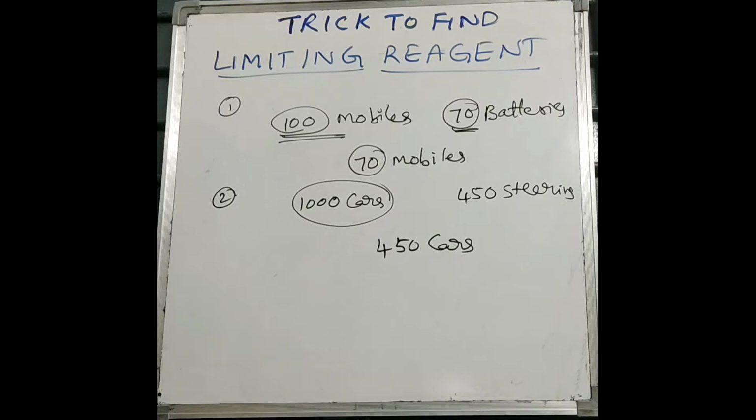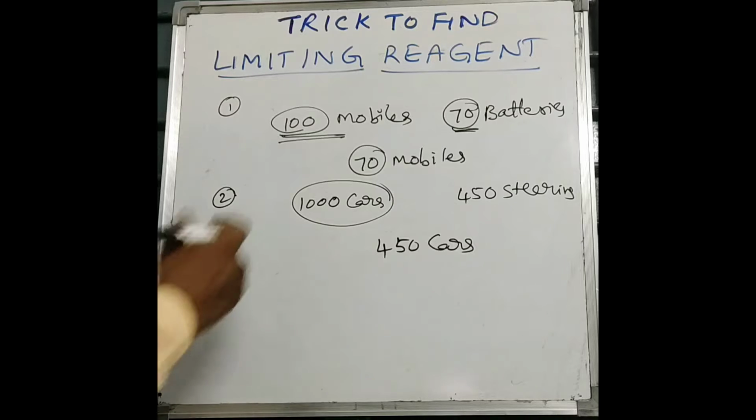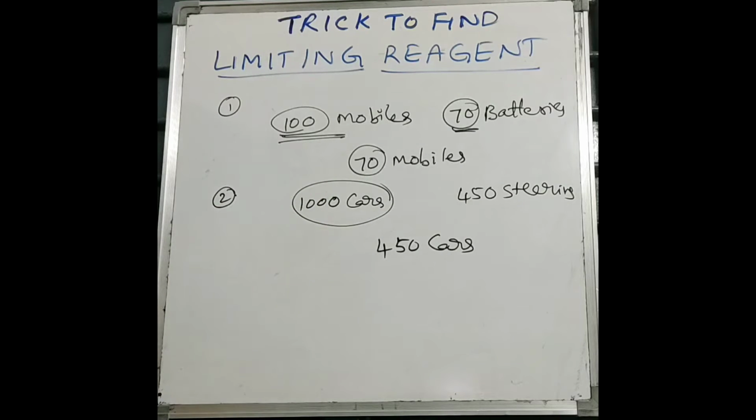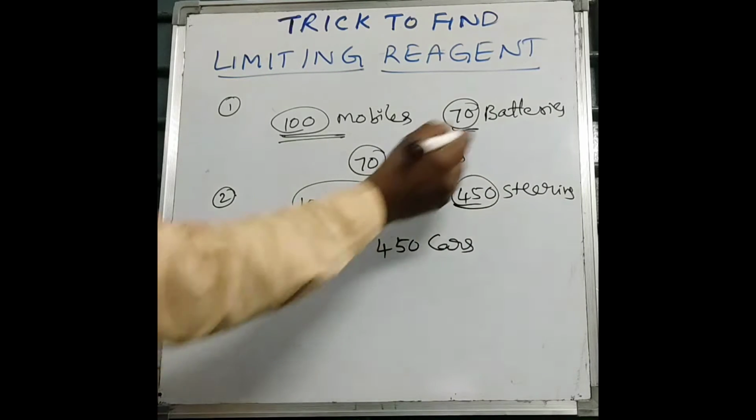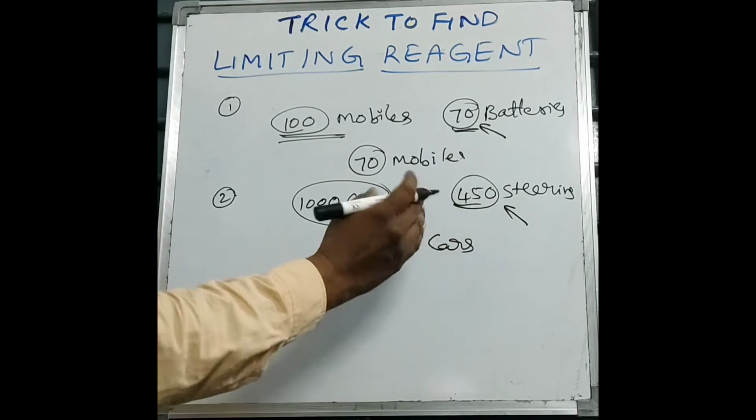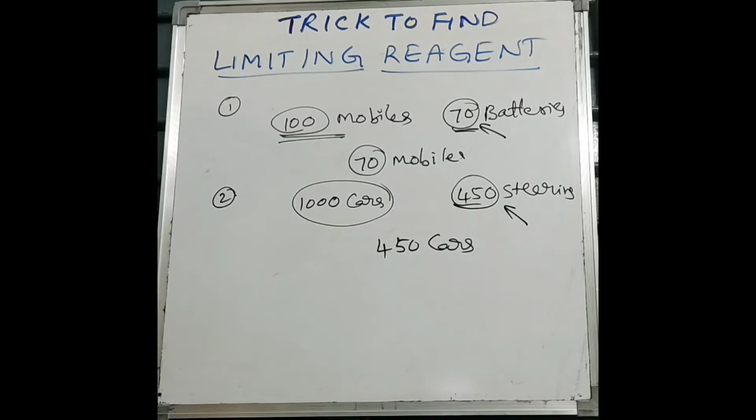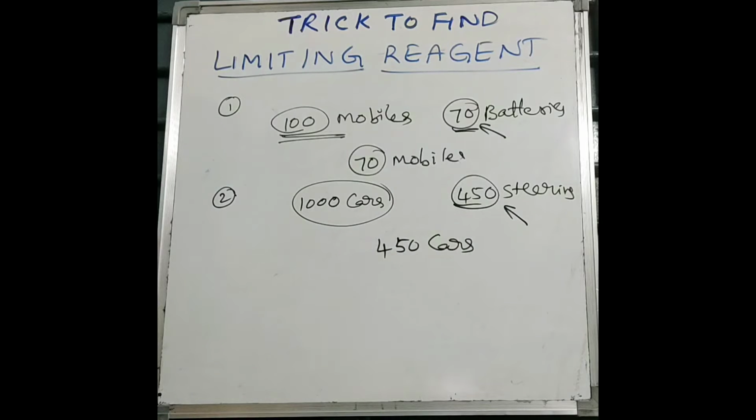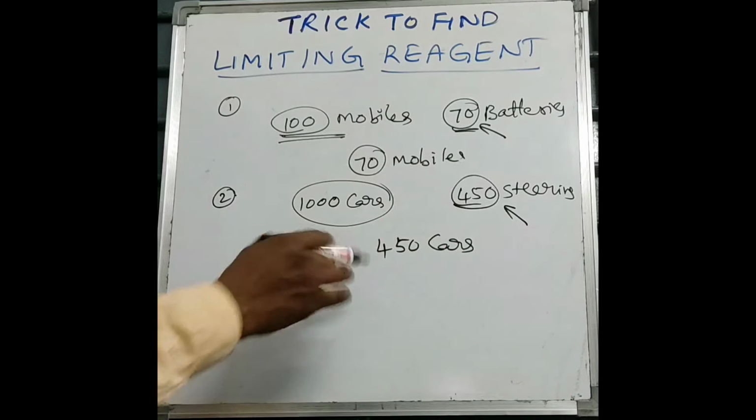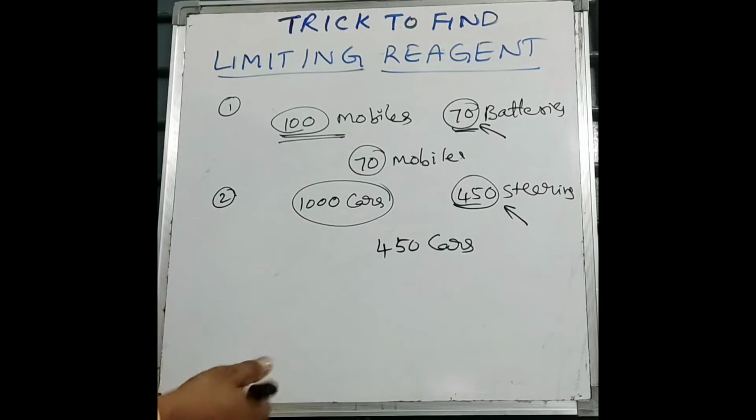It indicates that the mobiles and cars selling depends on the least number. So the number of objects which are consumed completely, that one is the limiting reagent. Here batteries are the limiting reagent and steerings are the limiting reagent. So the objects which are consumed completely in the process of selling is the limiting reagent.